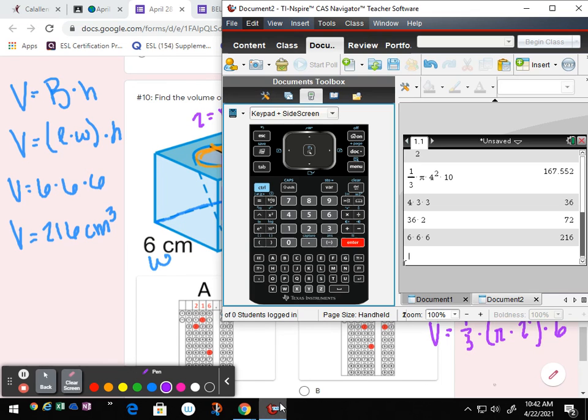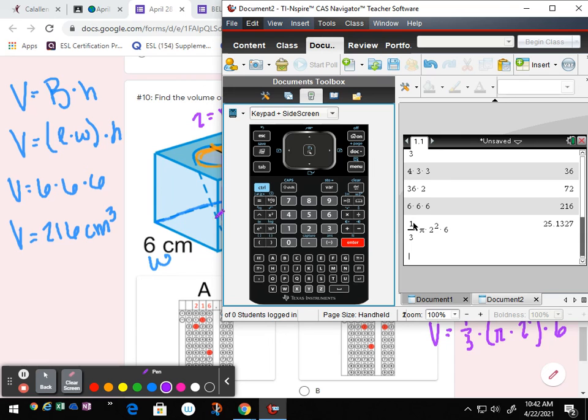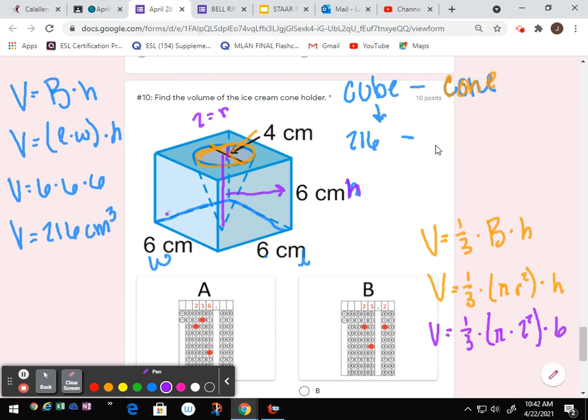Let's go plug that in real quick. We have control divide 1/3 times pi times 2 squared times 6, which is our height. We'll press Control Enter to get a decimal. We get 25.13, so we'll write 25.13.